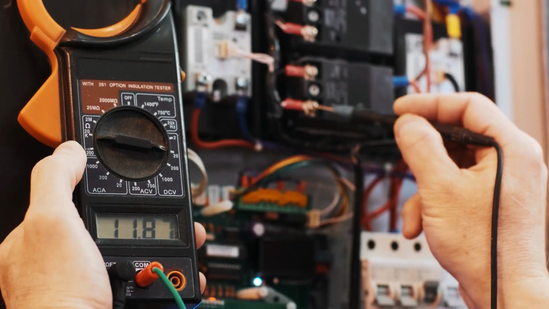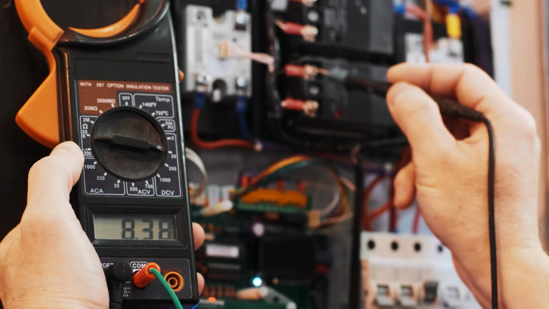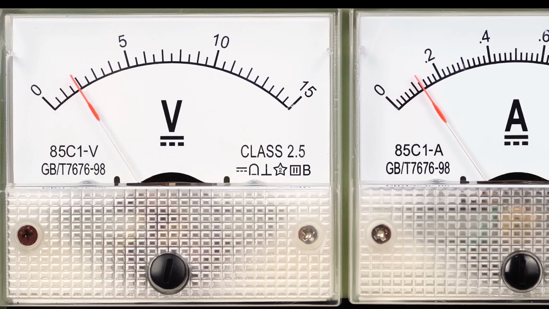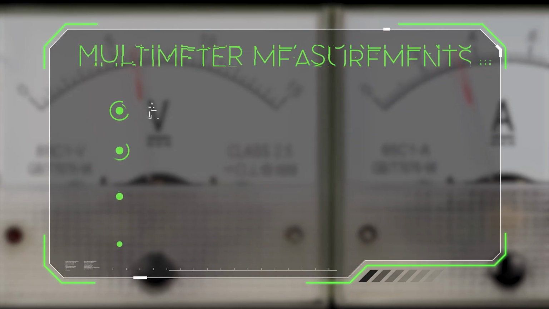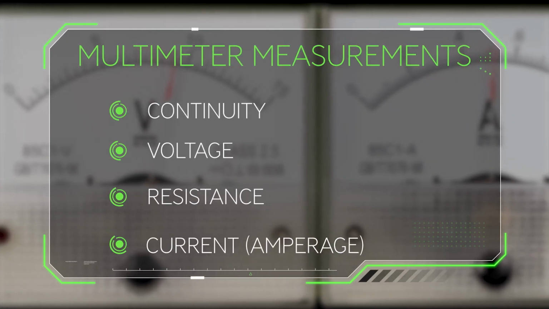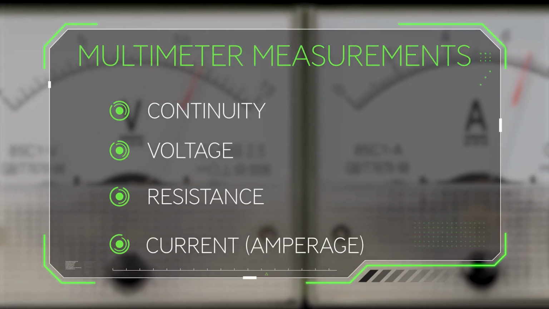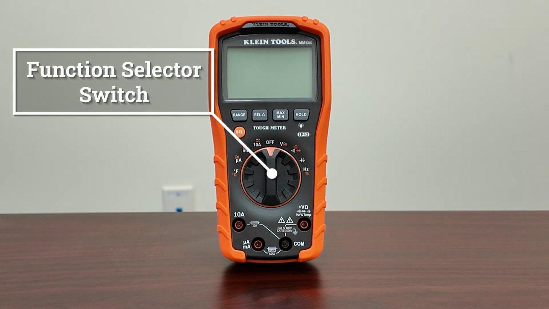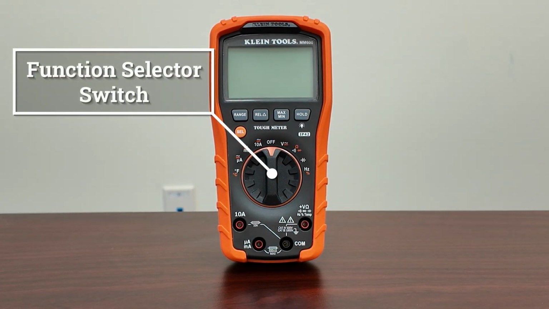In this video, we are going to discuss how to use the basic features on a digital multimeter. A multimeter is a tool used to measure electrical values such as continuity, voltage, resistance and current, or amperage.